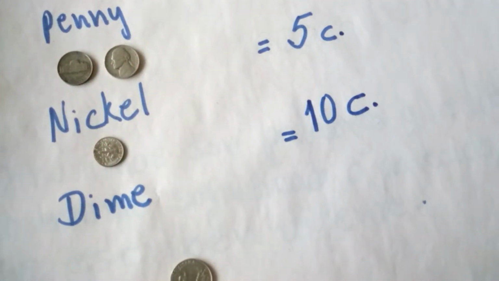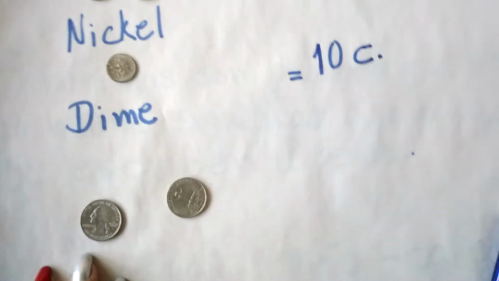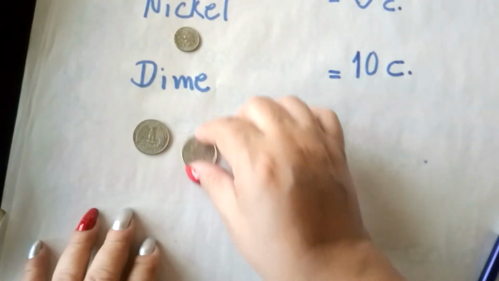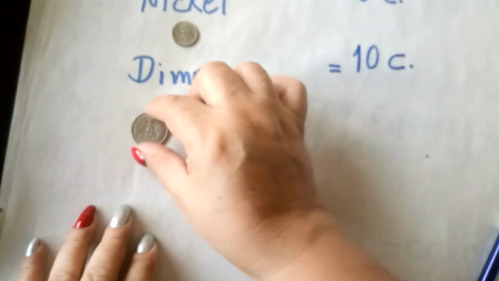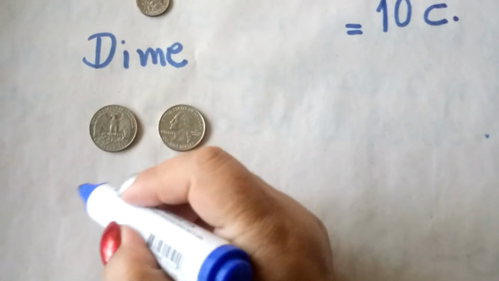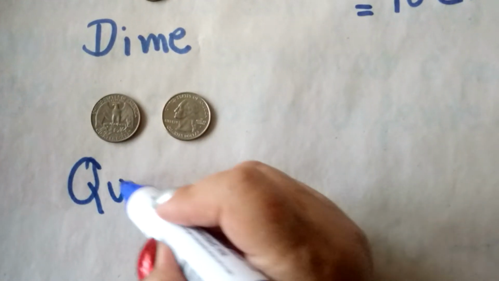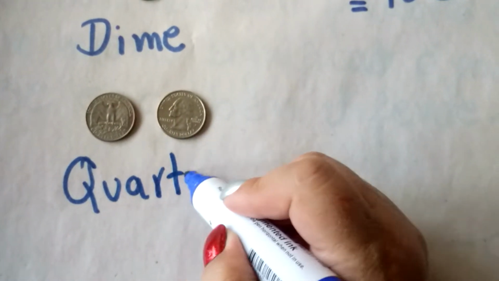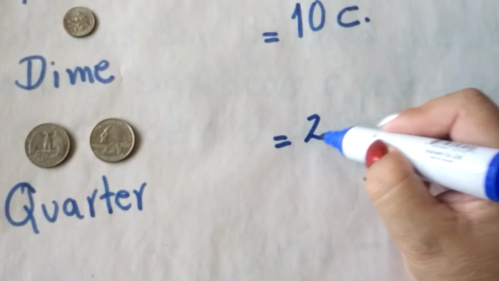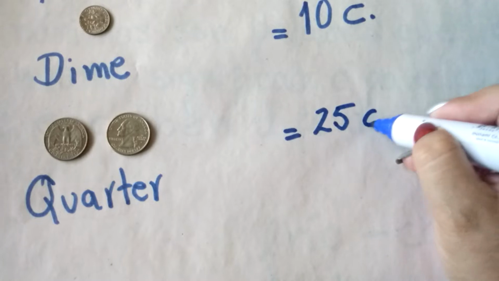Okay. We have quarter. This is a quarter. Quarter is worth 25 cents.